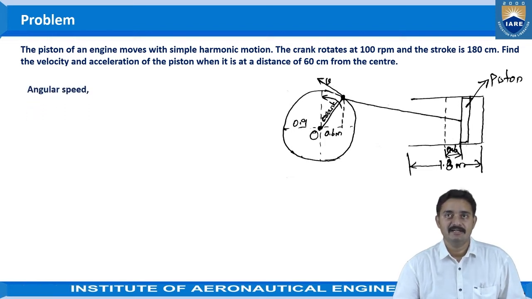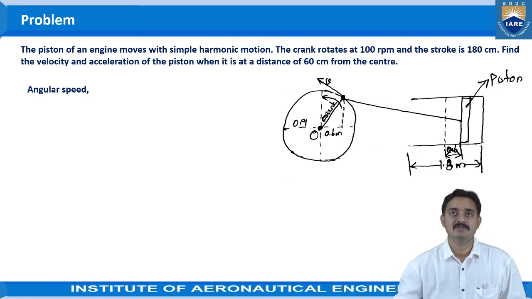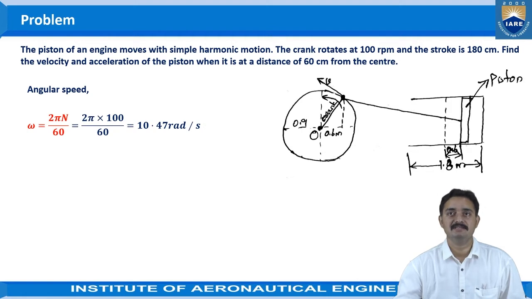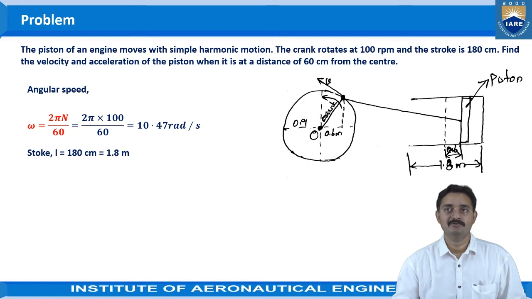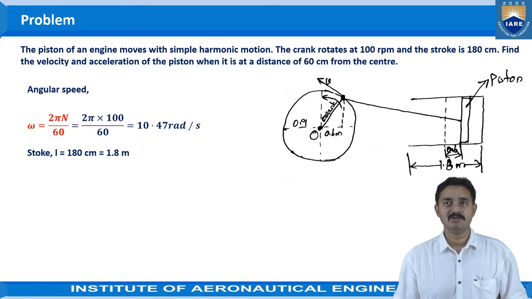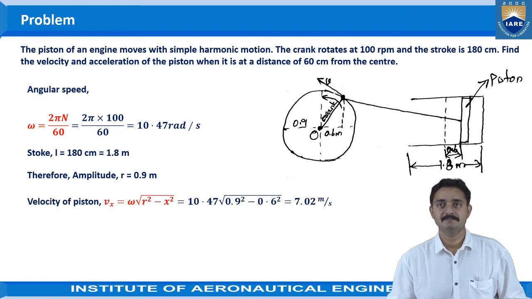First given data is angular speed. So the angular speed omega is equal to 2 pi n by 60. That can be written as 2 pi into 100 by 60. So that gives the value as 10.47 radians per second. And the stroke is equal to 180 centimeters given. That means 1.8 meters. Therefore, the amplitude R can be obtained as 0.9 meters.